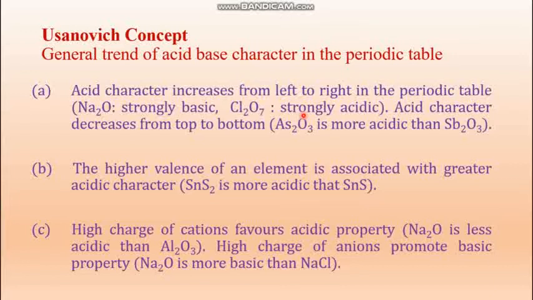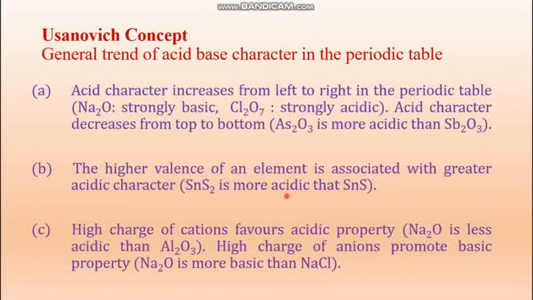On the other hand, acidic character on descending a group from top to bottom definitely decreases. Such as in this example, in the group 15, the group of nitrogen, phosphorus, arsenic, antimony, bismuth. So arsenic is above antimony. So the oxide of arsenic is more acidic than the corresponding oxide of antimony.